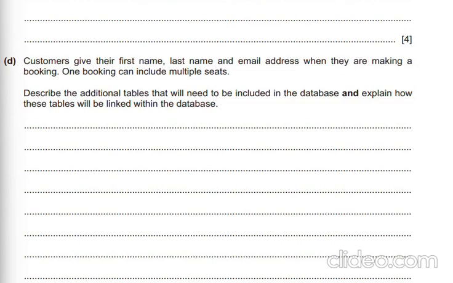I'd say first, I think we'd have a customer table which would have their first name, last name, email address, then a booking table, and then all these in the database. So I think the primary key would be the email address. The email addresses are the unique keys, so email addresses would be used as a primary key.